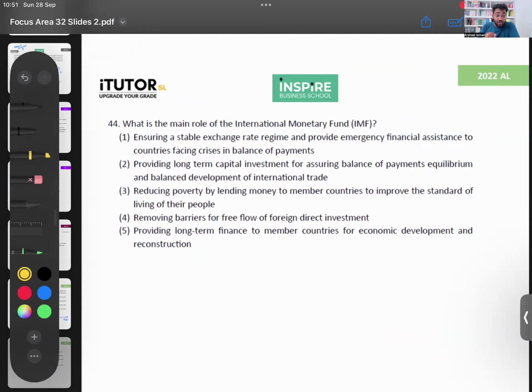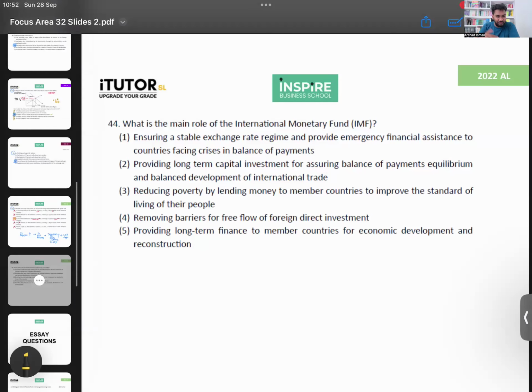What is the main role of the IMF? Ensuring a stable exchange rate regime and providing emergency financial assistance to countries facing a crisis in balance of payments. Looks okay. Providing long-term capital investment and assuring balance of payment equilibrium and balanced development of international trade. Is the IMF there to give you long-term capital investment? Sorry, the question is not in the slides, so maybe it should be in the next part. But never mind, we'll do it even if it's not.